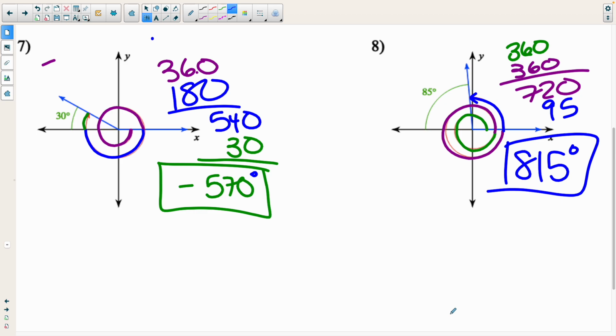Okay, so just be careful, like on this one, number 8, right? I did the 2 full rotations, get 720, and then here, I know there's 90, and then just 5 more degrees in here, because it gives us that this part of the angle is 85 degrees, so that sliver has to have 5. All right, so that's measuring angles.